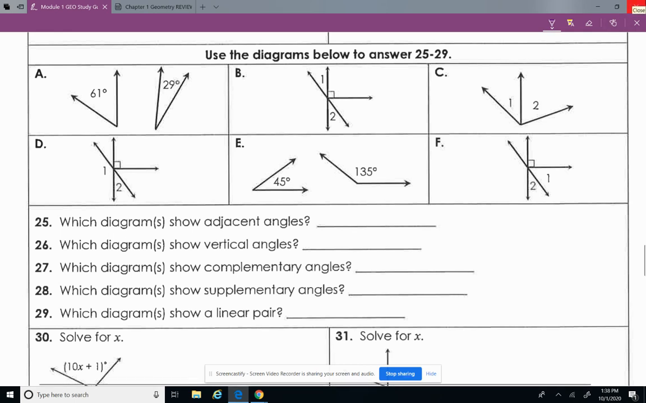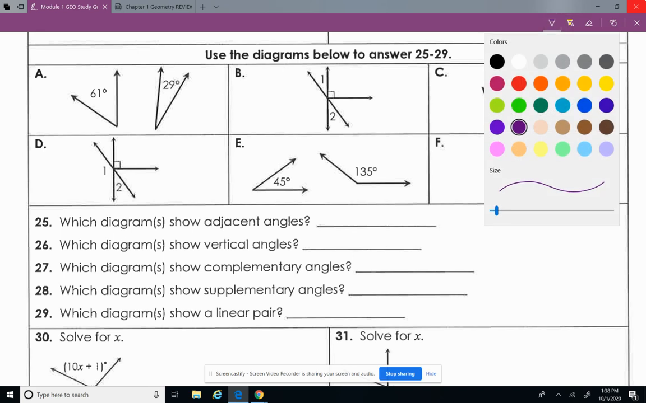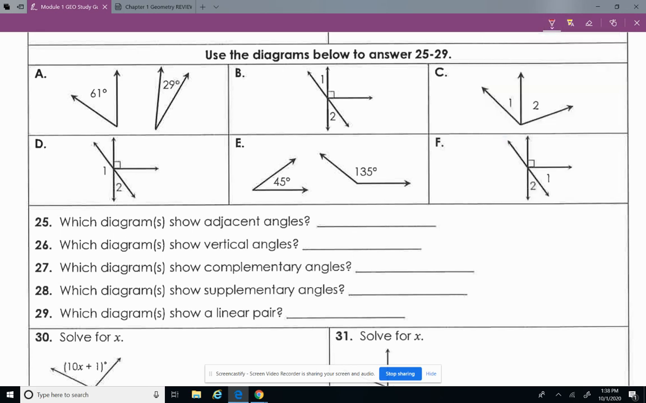All right, so we're going to go down to the bottom and we're going to do numbers 25 through 30. For number 25, which diagram shows adjacent angles? Now, what you should be doing is pausing me and doing the answer, and then unpausing me and listening to see if you did the answer right. That's going to be the easiest way for you to be studying.